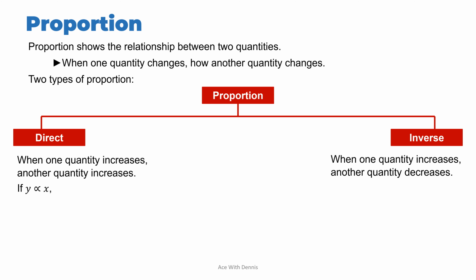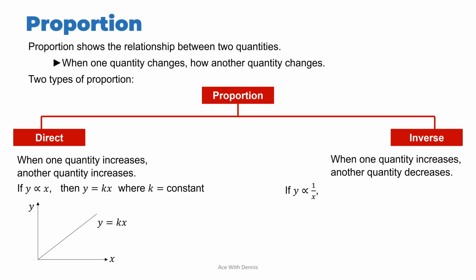If y is directly proportional to x, then y equals kx, where k is constant. We can plot this equation in a graph and we get a straight line graph with the equation y equals kx. For inverse proportion, if y is inversely proportional to x, then y equals k over x, where k is constant. We can also plot it on a graph. We'll get a parabola or a curved graph with the equation y equals k over x.